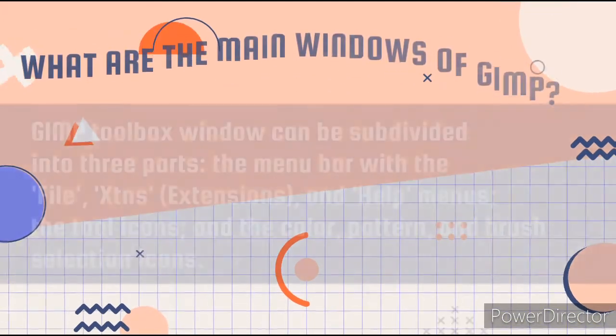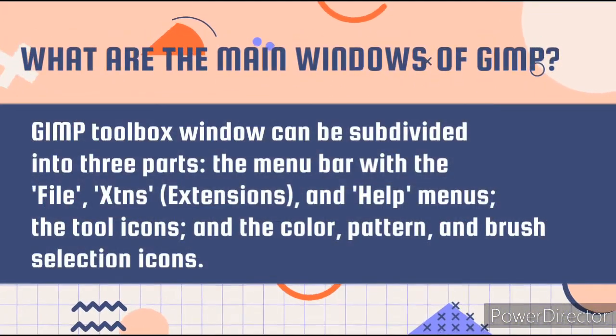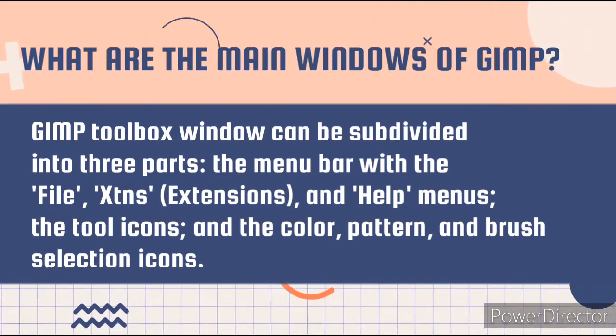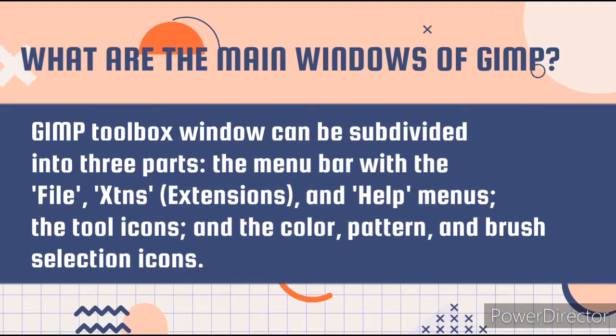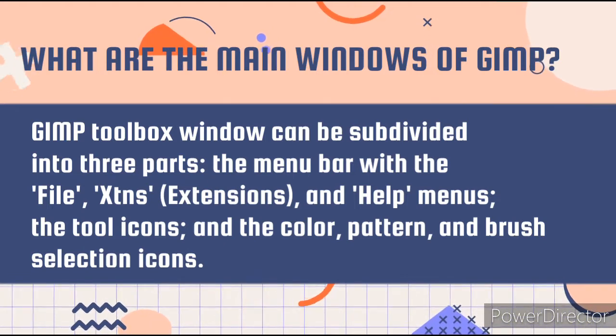What are the main windows of GIMP? The GIMP Toolbox window can be subdivided into three parts: the menu bar with the file, extensions, and help menus, the tools icon, and the color, patterns, and brush selection icons.